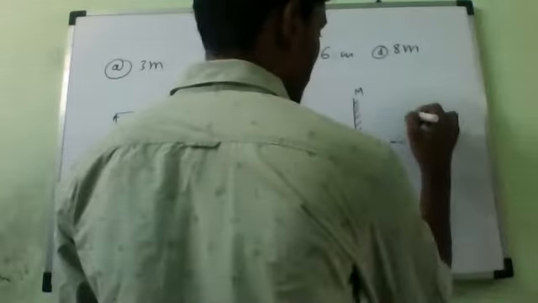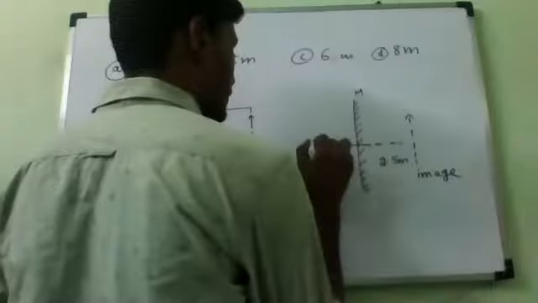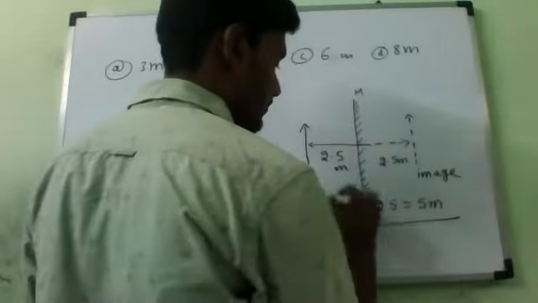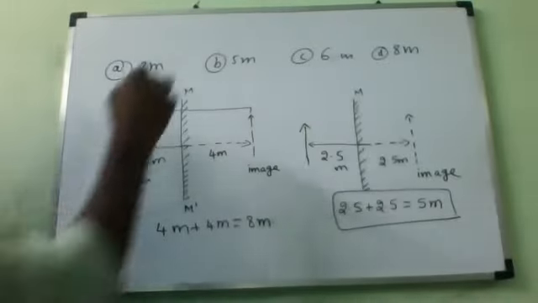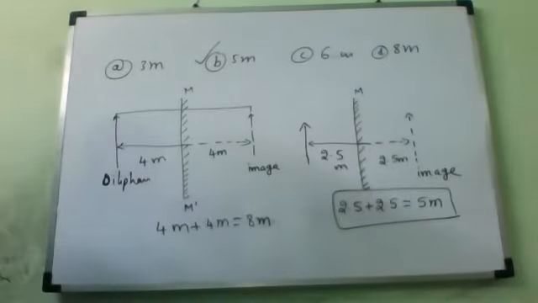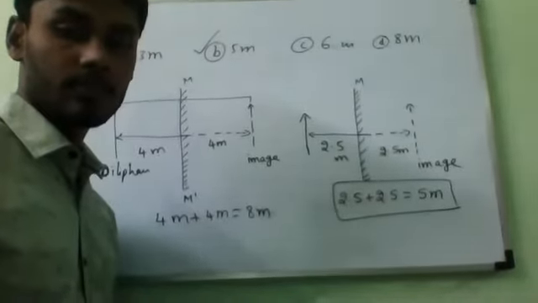So Dilipan has come to 2.5 meters. So this is the image. Then the distance of the object also, how much? 2.5. 2.5 plus 2.5 is equal to 5 meters. That's all. Which option is correct? Option B is correct. Like this in the exam you should draw. If it comes for 1 mark or 2 marks, you have to draw like this. All of you do it.